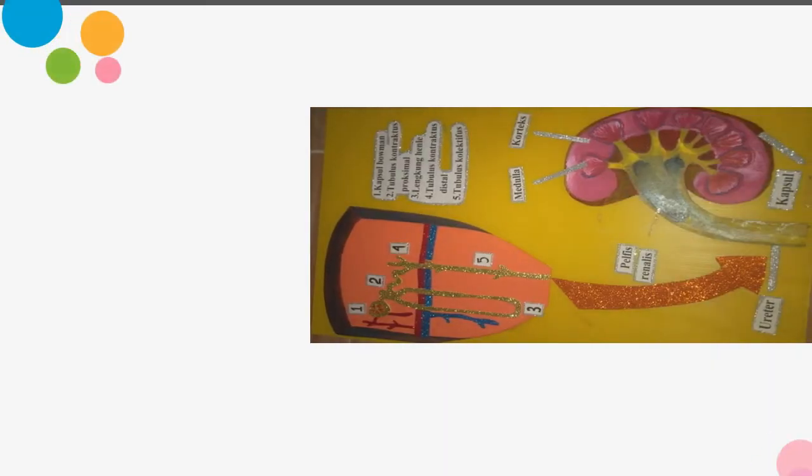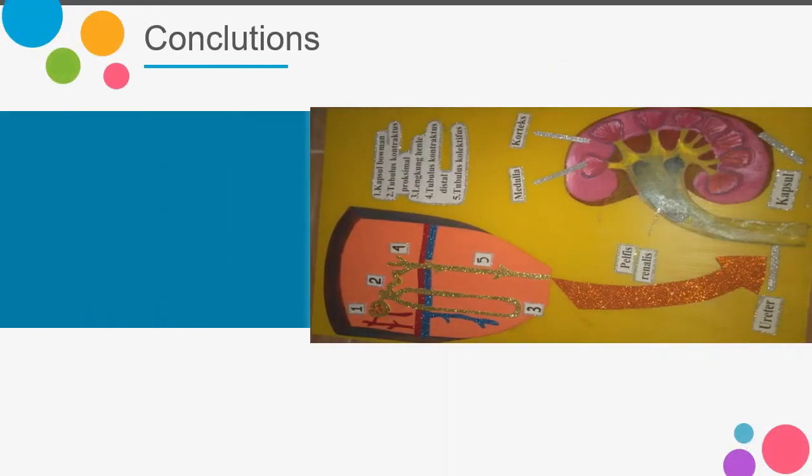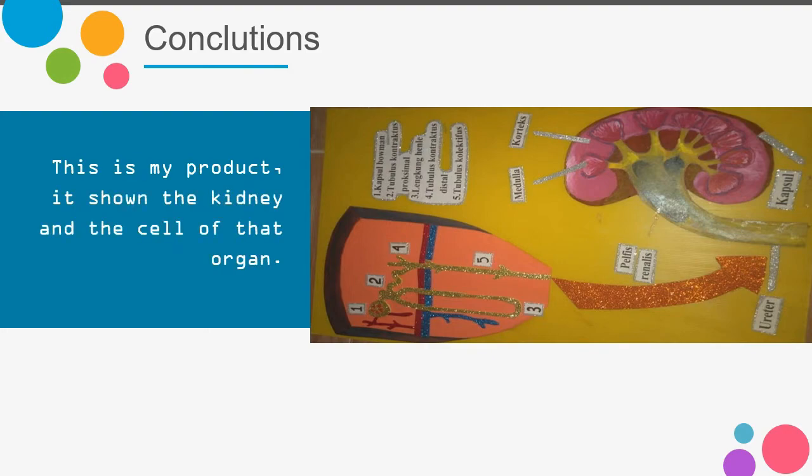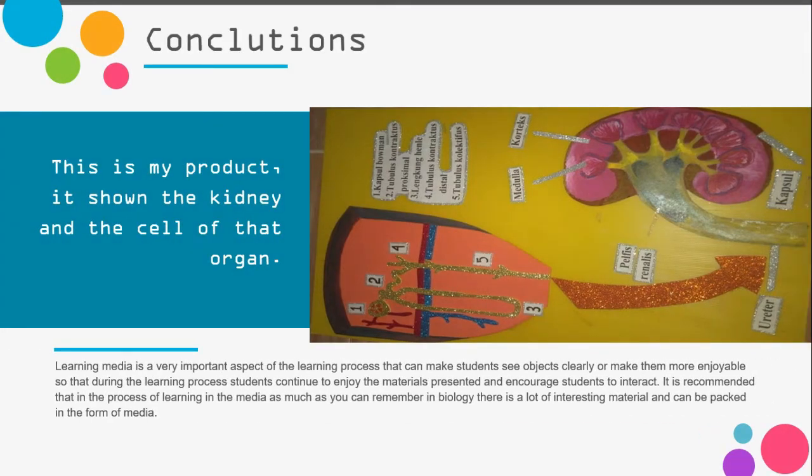Okay, let's see the last part, that is the conclusion. You can see this is my product. It shows the kidney and the cells of the organ. I mean the organ of the kidney that is sliced, and we can see it directly and clearly.